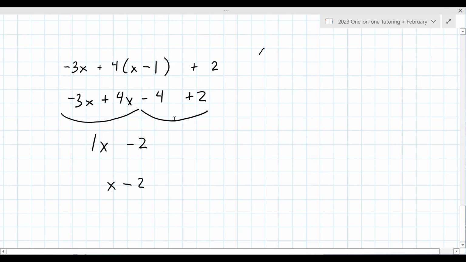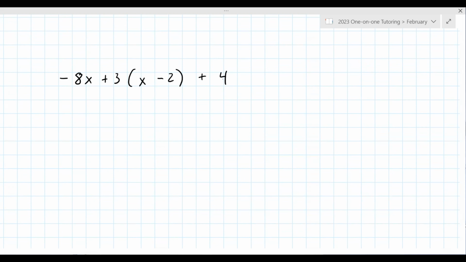Then we'll try one that's slightly different, slightly more difficult. I think I'm good. Okay, let's go: minus 8x plus 3 times x minus 2 plus 4. Okay, so try this one on your own, please.